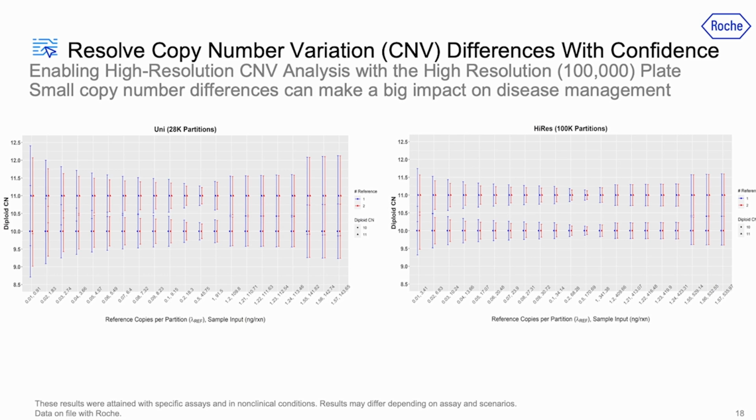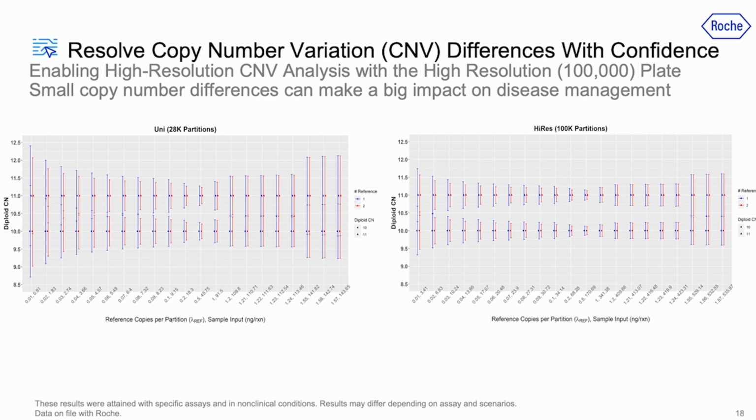Now, if we move to a different scenario where we have 100,000 partitions. And again, this is the same graphical representation in terms of the X and Y axes, so I won't go over it again. But what I hope you can appreciate is that there's a wider dynamic range of gray space right here, where there are, again, non-overlapping confidence intervals, which means that for a larger range of inputs, there is a capability of resolving 10 copies versus 11 copies. So really high precision afforded by the fact that you have more partitions that you are capable of assessing.